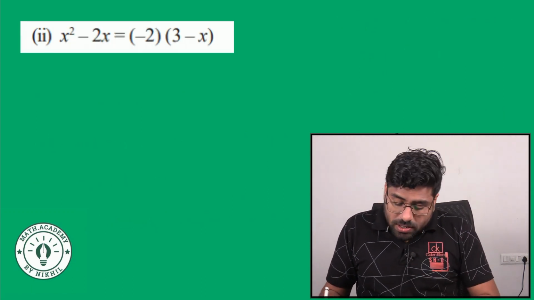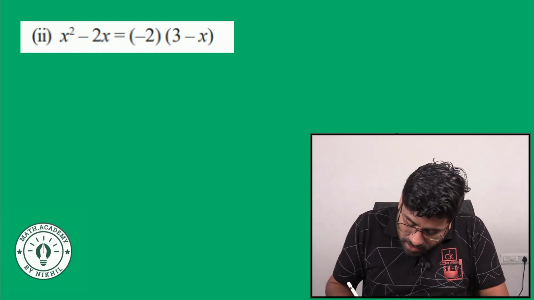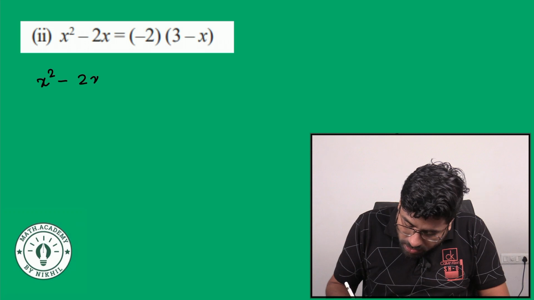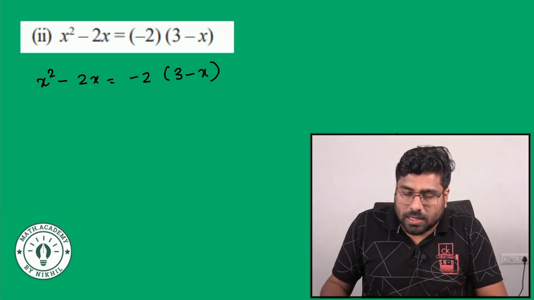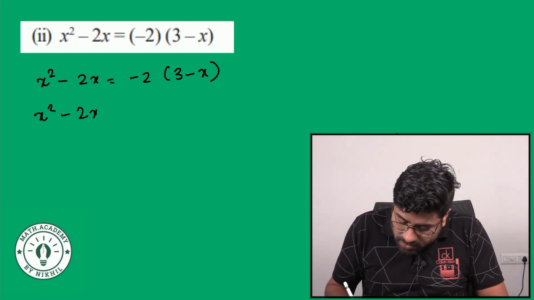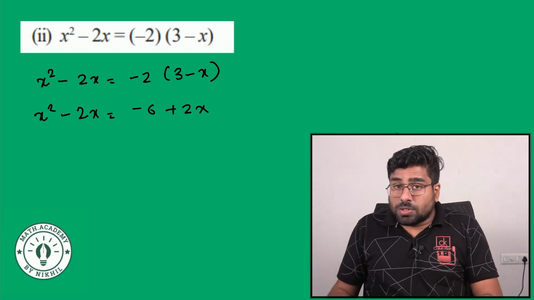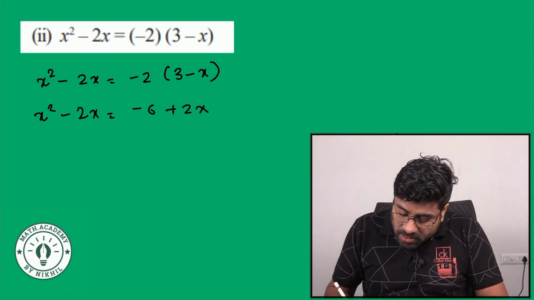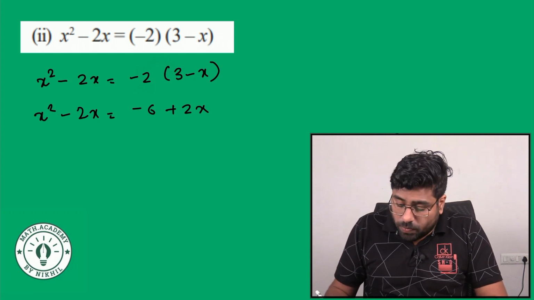Yes, we are moving on to the next question, and that is going to be x square minus 2x is equal to minus 2 into 3 minus x. Now let's simplify the expression. That is x square minus 2x is equal to minus 6 plus 2x. Now again I opened the bracket, right? So minus into minus is going to be plus.